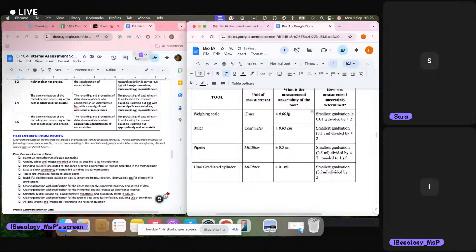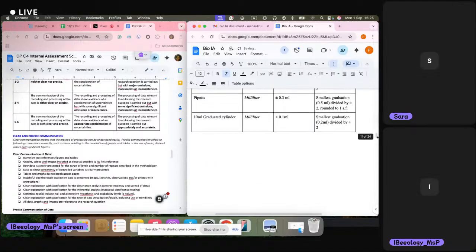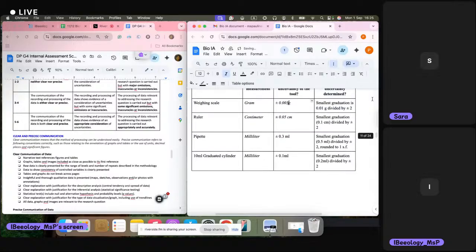Especially for Vernier measurement tools. Did you use a Vernier tool? Maybe not necessarily. I saw one IA that used a Vernier, I think for pH, but nevertheless it's written there. So just check that if it's 5, okay?